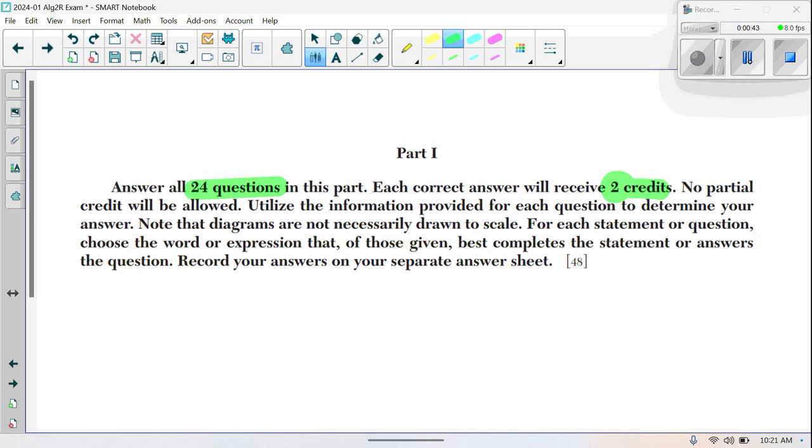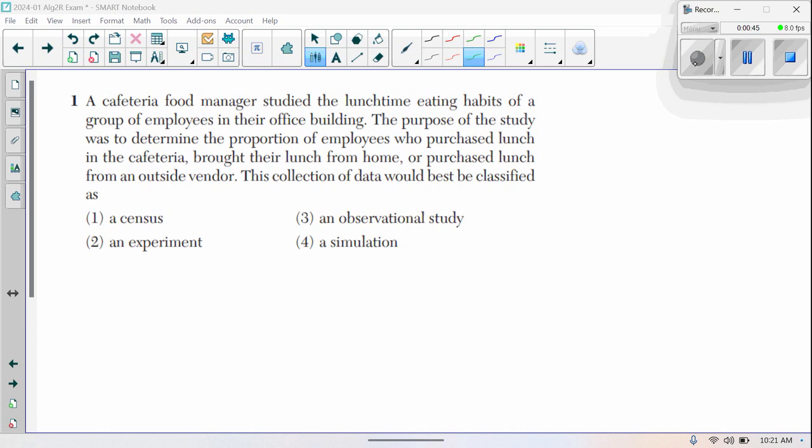Let's go. Number 1 reads, a cafeteria food manager studied the lunchtime eating habits of a group of employees in their office building. The purpose of the study was to determine the proportion of employees who purchased lunch in the cafeteria, brought their lunch from home, or purchased lunch from an outside vendor. This collection of data would be best classified as.